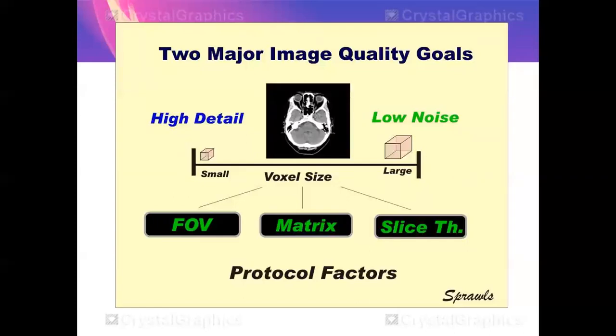So there are two major image quality goals. Kapag nag-perform tayo ng CT scan examination, yung pinaka-kinoconsider natin dapat low noise. Di ba yung noise, it can produce artifacts. Hindi maganda yung ating image, para siyang grainy. And dapat high ang detail. Okay?